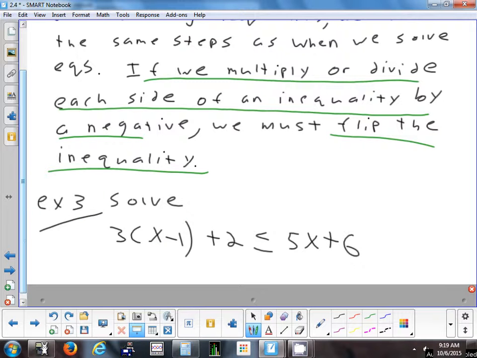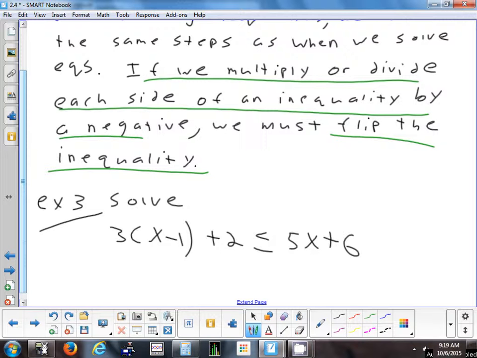Right, sometimes, depending on how you solve it, you can kind of avoid doing that. It depends on how you solve it. All right, so Tyler, what's my first step to solve this? I do 3 times x and 3 times -1. Yeah, we'll just distribute that 3 out. And can you tell me what I get when I do that?